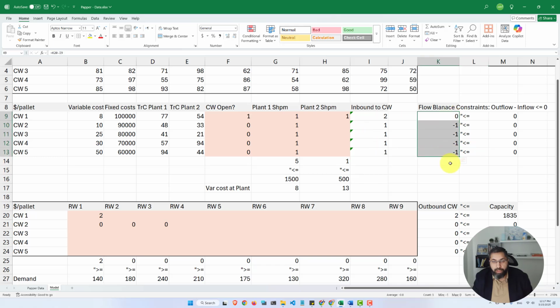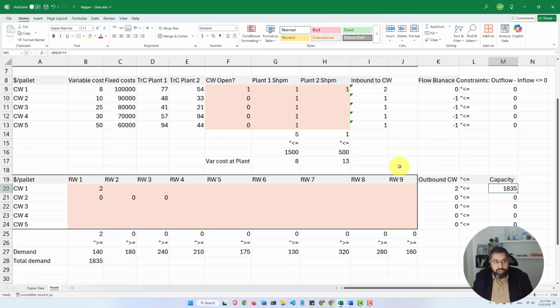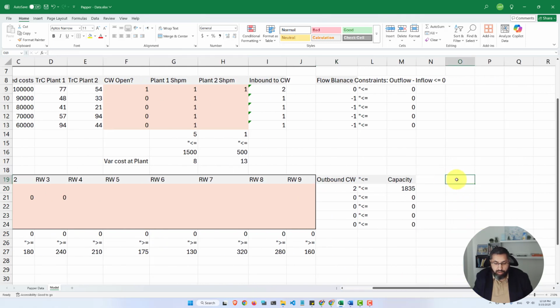Okay. And now for this constraint, we're going to have a similar problem, because if I say this outbound has to be less than equal to this capacity, well, this capacity depends on a decision variable. So this can't go on the right-hand side. So instead of saying outflow is less than equal to capacity, I'm going to have to say outflow minus capacity is less than equal to 0. So here again, we're going to have a capacity, CW capacity constraint. Okay, outflow minus capacity is less than equal to 0.